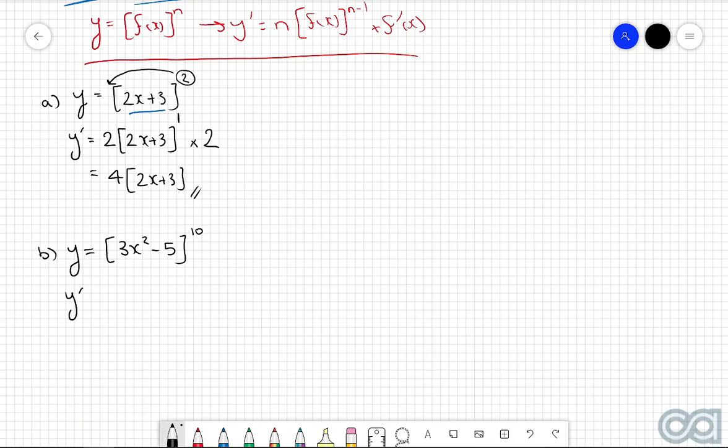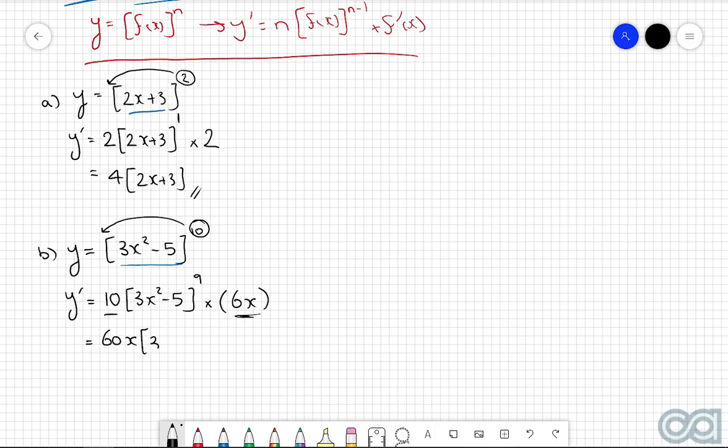So once again, y dash, we're going to bring this power of 10 to the front. So 10, 3x squared minus 5, reduce this power by 1, so that'll be now 9. And now we need to multiply by the derivative of this inner function, which in this case is going to be 6x. And again, if we wish just to simplify this a little bit more, we've got 10 multiplied by 6x, so that'll be 60x, and then we've got the 3x squared minus 5 to the power of 9. And we can just leave our answer like that.